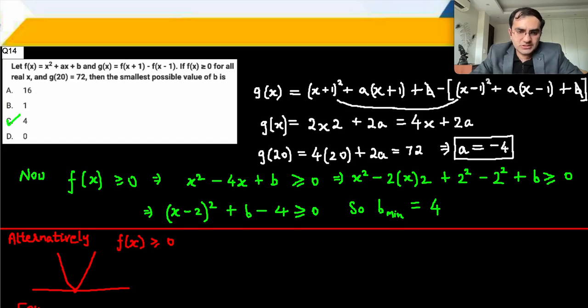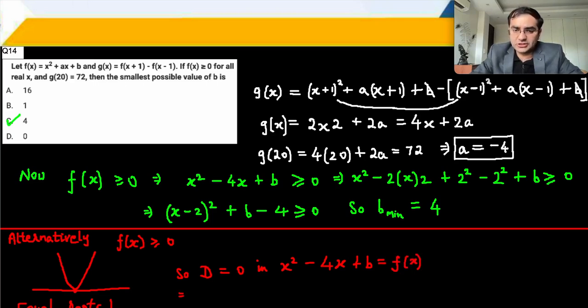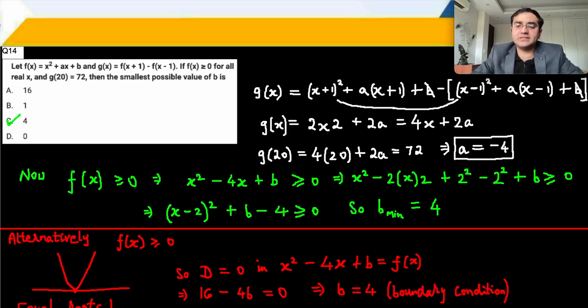So equal roots are possible, of course, when d is equal to 0. And when d is equal to 0, in this particular quadratic, x square minus 4x plus b equal to 0, equal to the function, substitute, put d equal to 0 and get the value of b as 4. This is the boundary condition. So that's why this is the right answer for this question. b is equal to 4.